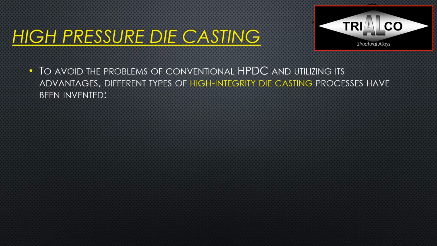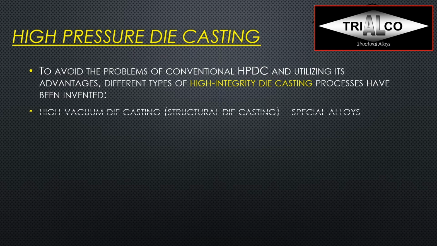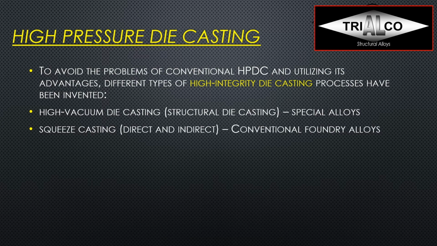The most common process within the high-integrity die casting series is really the high vacuum die casting, also referred to as structural die casting. For this we need special alloys that actually have low iron, but the iron is compensated with manganese and in some cases with some strontium to beat the soldering. And then we also have squeeze casting, where we distinguish between direct and indirect, which we will get to in a minute. And there we can also use conventional foundry alloys, because as I mentioned, squeeze casting squeezes the metal in slowly, and it does not inject it at such a high speed as in high pressure die casting.